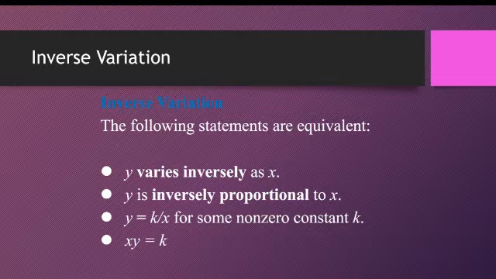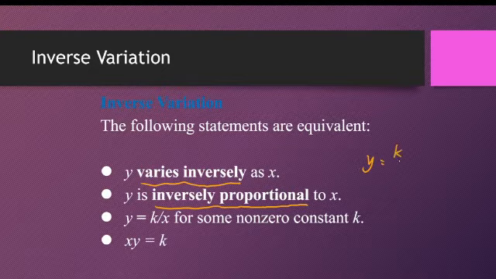So inverse variation naman, ito naman yung mga statement na hanapin natin for us to consider that the statement is an inverse variation. So y varies inversely as x, or y is inversely proportional to x. And that is given by the equation y is equal to k over x. So yung unang binanggit na variable will be the one which is isolated, equal to the constant of variation k over yung pangalawang variable na binanggit, which is x. Okay? For some non-zero constant k, so yung k pa rin natin is the constant of variation.